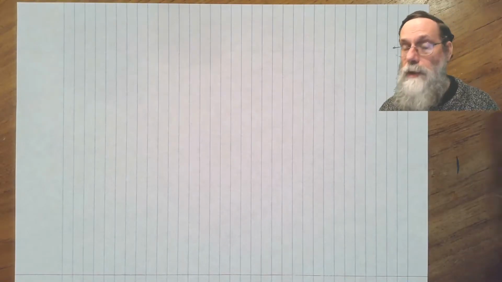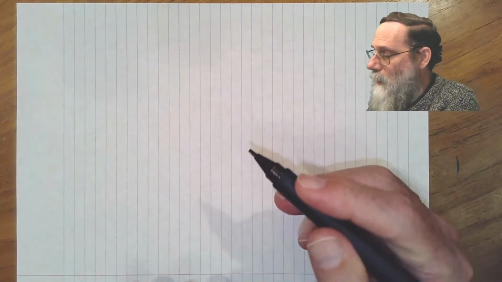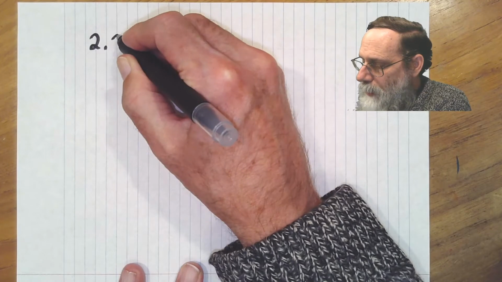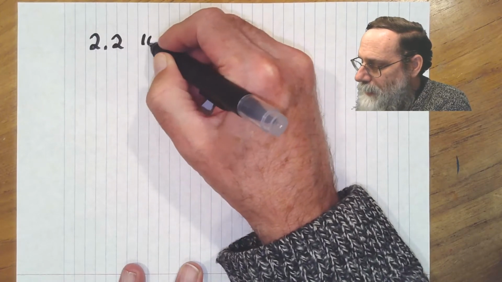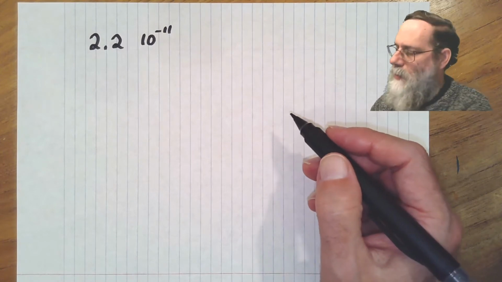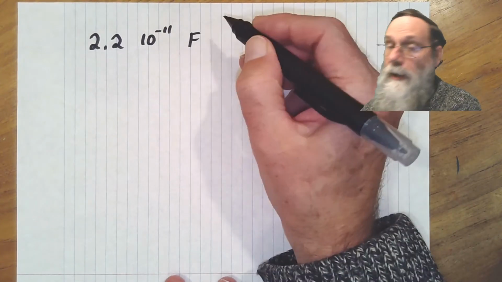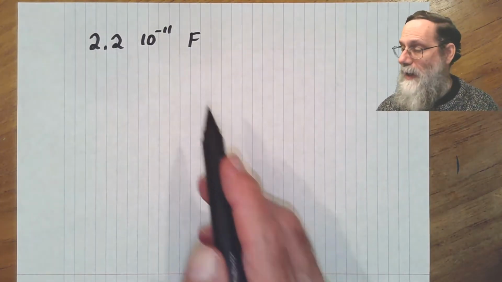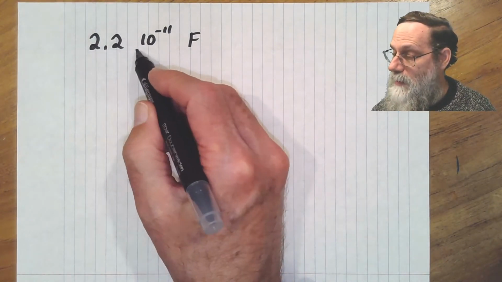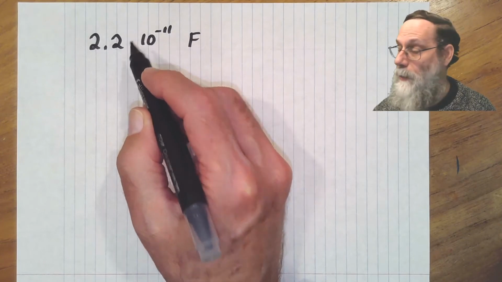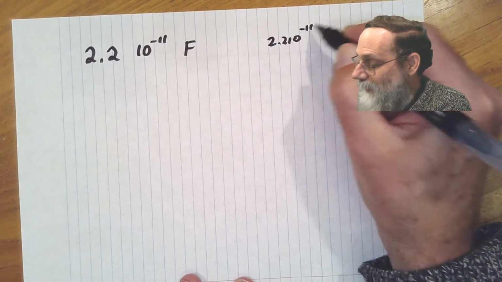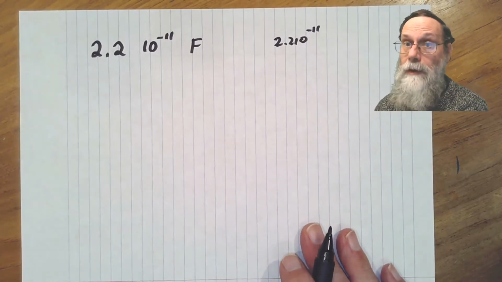What's the problem with scientific notation? Well, you will be writing numbers like 2.2 times 10 to the minus 11. And then you say, oh, and this is going to be, say, farads. There's problems here with getting the formatting right because you need a space in here in order to avoid getting 2.210 to the minus 11, which is a totally different number.